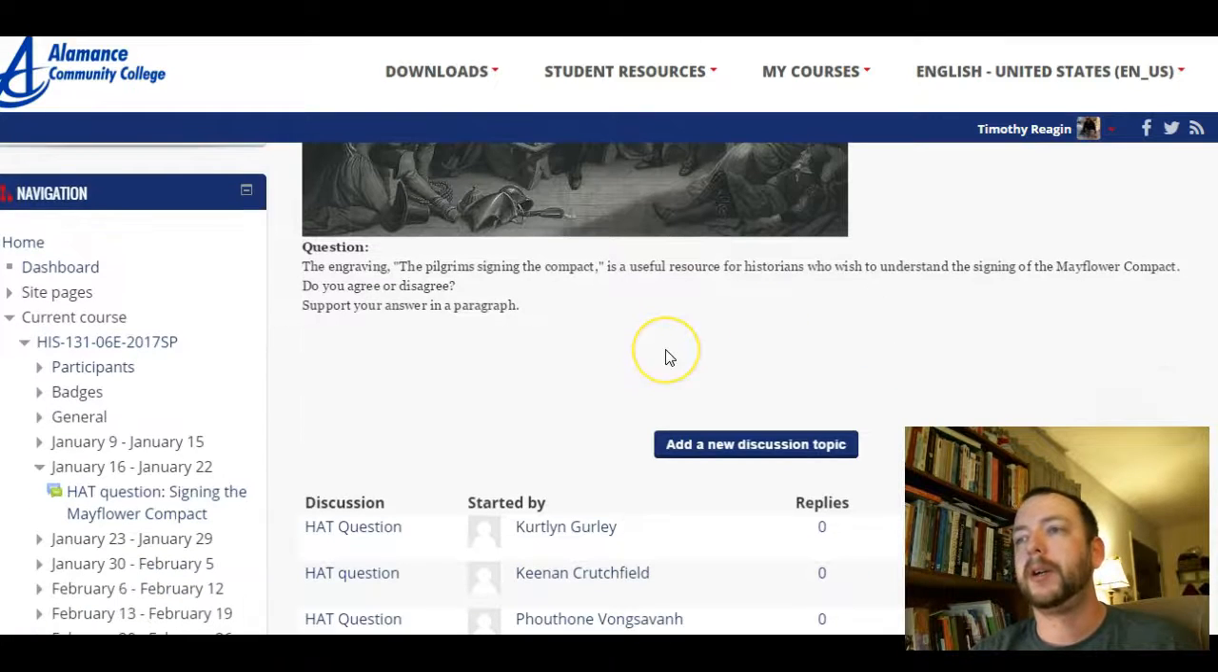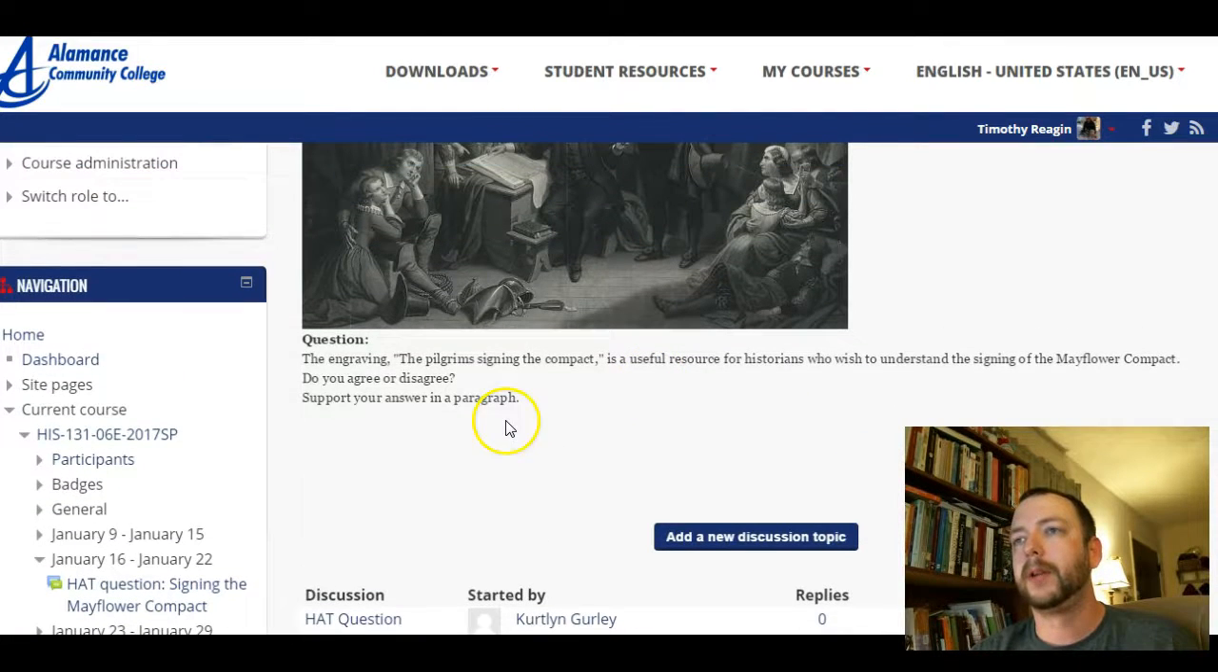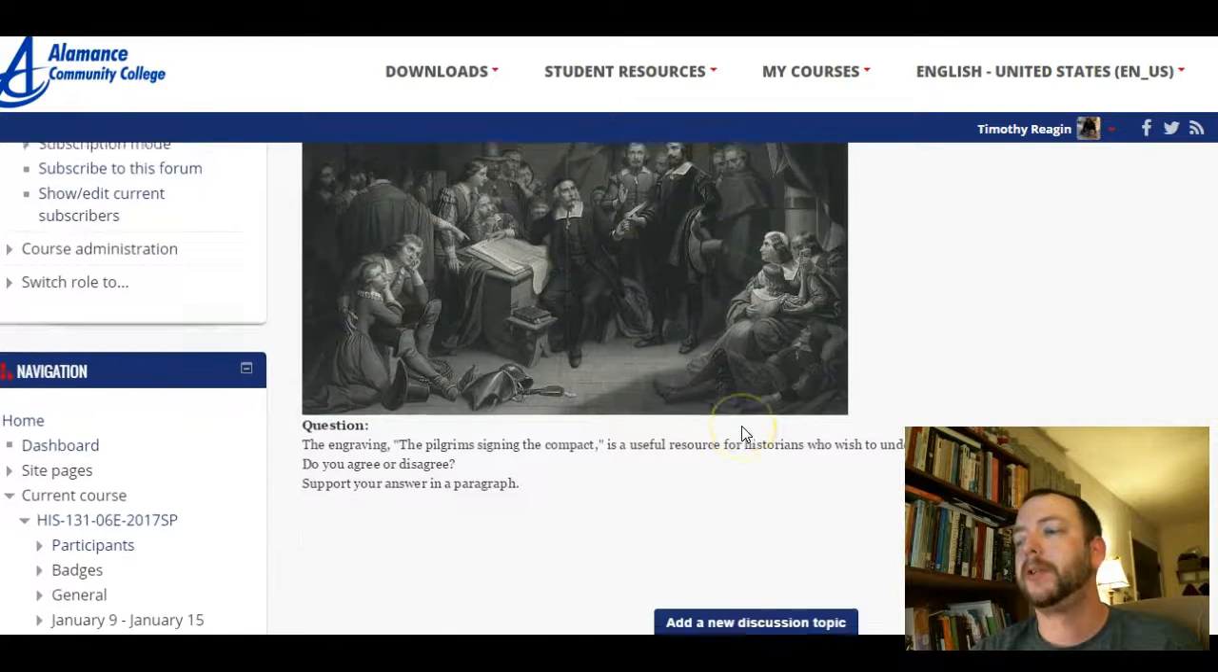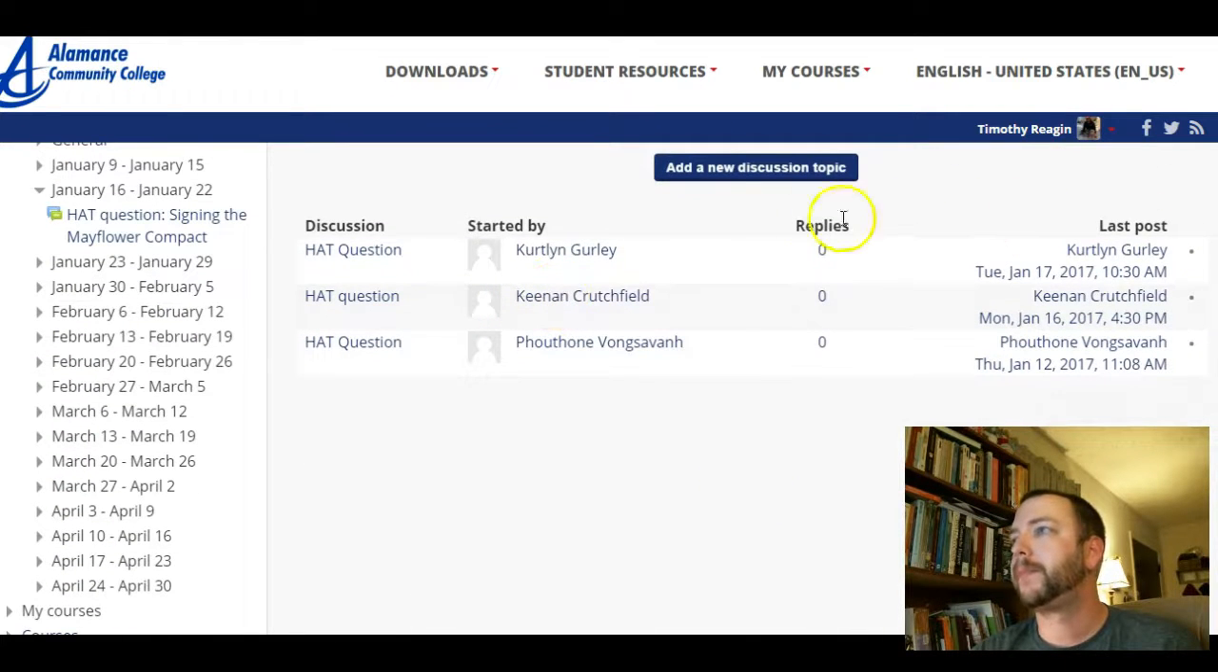What I want you to do here is look at this engraving and answer whether or not you think it's a useful resource for historians who want to understand the signing of the Mayflower Compact. Do you agree with the statement that it is a useful resource, or don't you agree? I need you to write a paragraph, which means 5 sentences minimum, as you're answering this. It shouldn't be that hard, and I want you to add it here, which it looks like a couple of you already have. So I appreciate that.